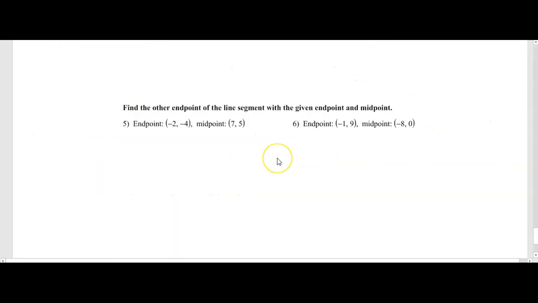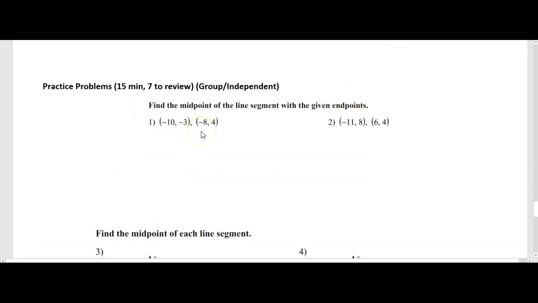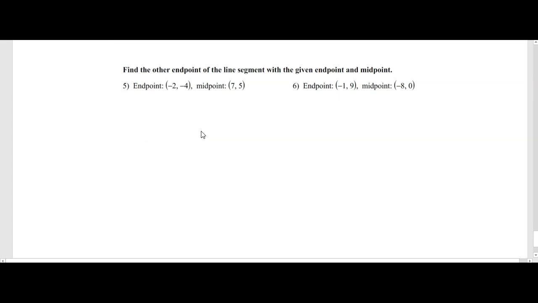Let's move down and talk about a slightly tougher example though. So the directions here say find the other endpoint of the line segment with the given endpoint and midpoint. So up here, they gave us 2 endpoints, right? They said negative 10, negative 3, and negative 8, 4 were 2 endpoints. Here, they're giving us one of the endpoints, and they're giving us the midpoint, and we have to figure out what the other endpoint is. So we're solving for something different.